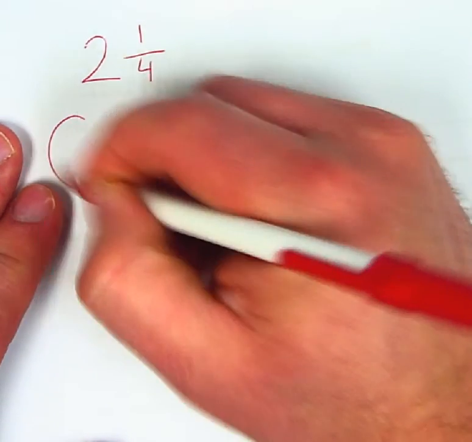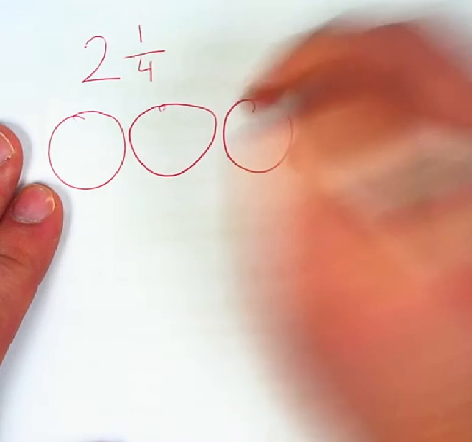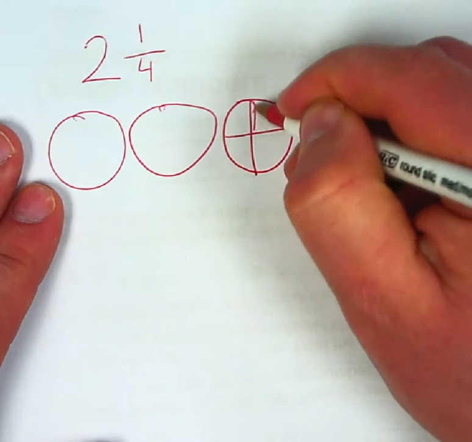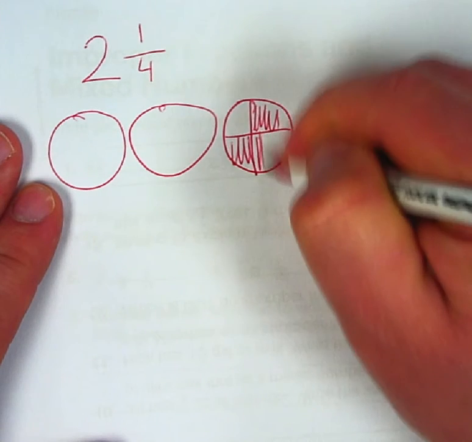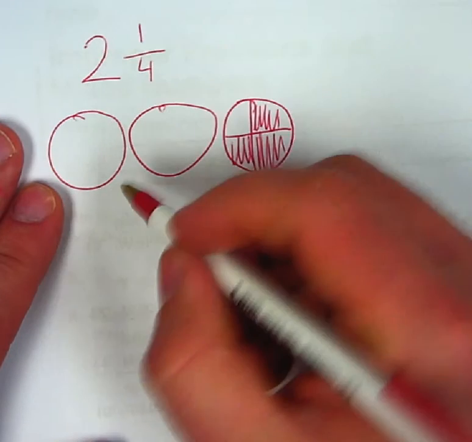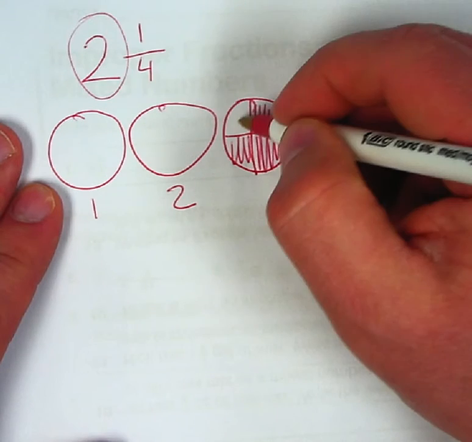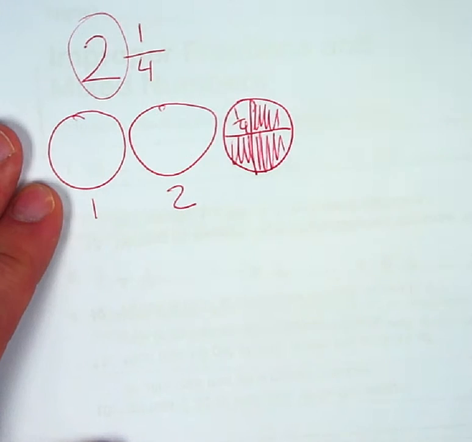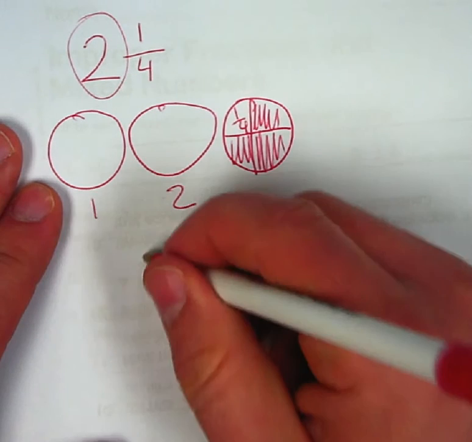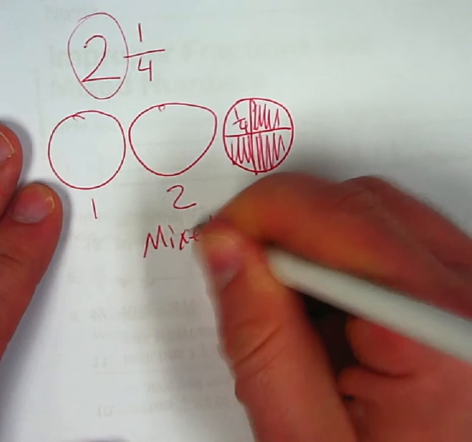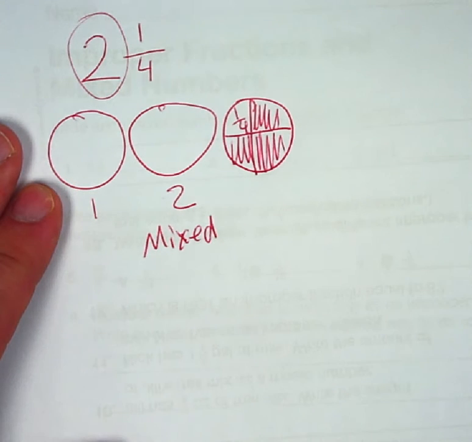So if I had 3 pizzas here, but somebody ate 3 of the pieces of the other pizza, I now have 2 whole pizzas left, and I have 1/4 of another pizza left. So that's a mixed number. 2 and 1/4 pizzas. Okay.